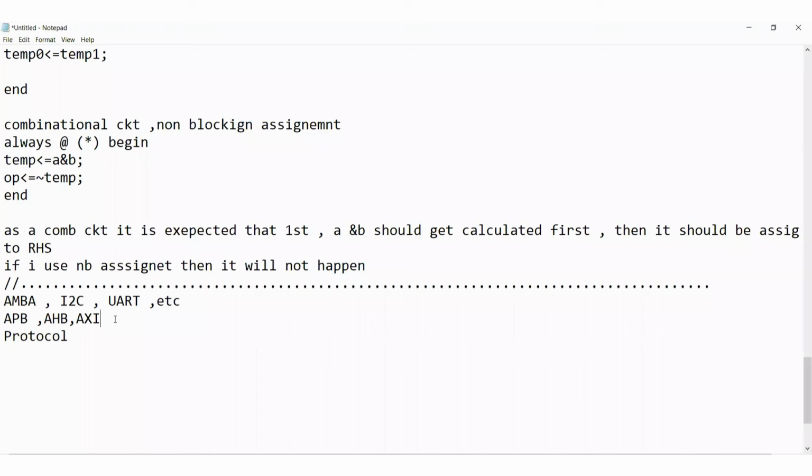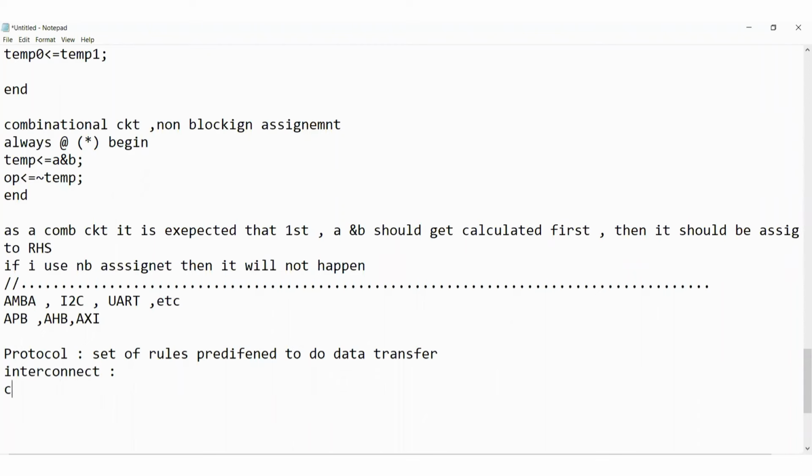Almost every protocol, whether AHB, AXI, APB, or I2C, we can use. And what is a protocol? A protocol is a simple set of predefined rules to do the data transfer. There are interconnect protocols and communication protocols. In communication protocols, there are high speed and low speed. In high speed, you will be using USB, PCIe. In low speed, I2C, UART, etc.